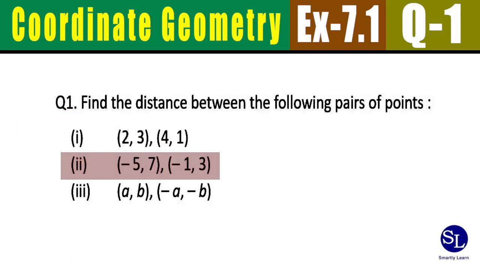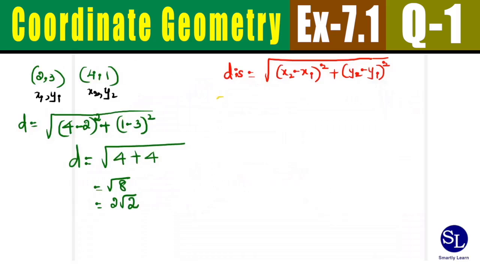Now let's take up the second pair. It is (minus 5, 7) and (minus 1, 3). So let's note the points. Minus 5, 7 and minus 1, 3. So let's mark the x1s and x2s. This is x1, y1. This is x2, y2. Let's apply the formula now.